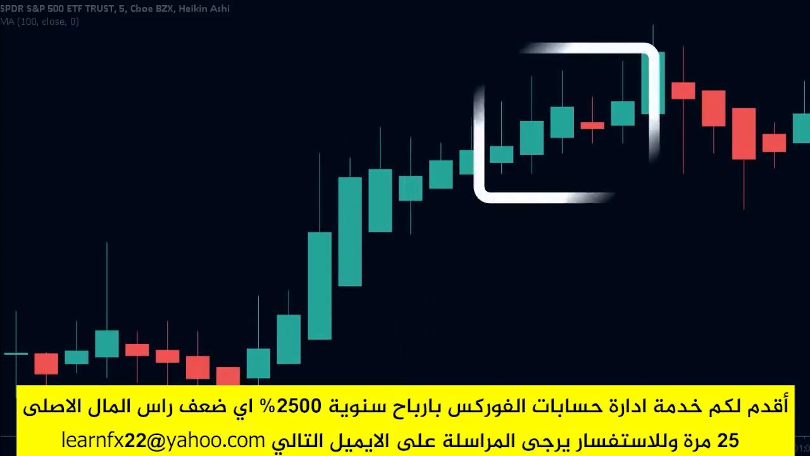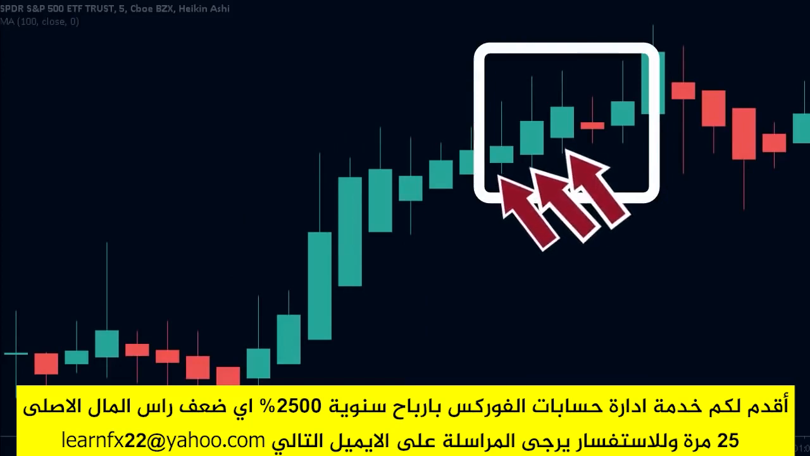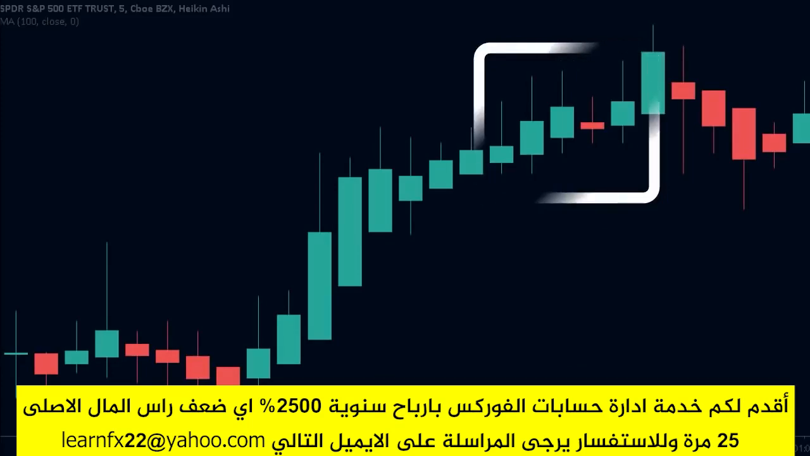When the uptrend becomes weak, the green candles start to have lower wicks. These wicks show that sellers are entering the market. Another thing to notice here is that the bodies of the candles also become smaller. Again, this shows that the uptrend is becoming weaker.